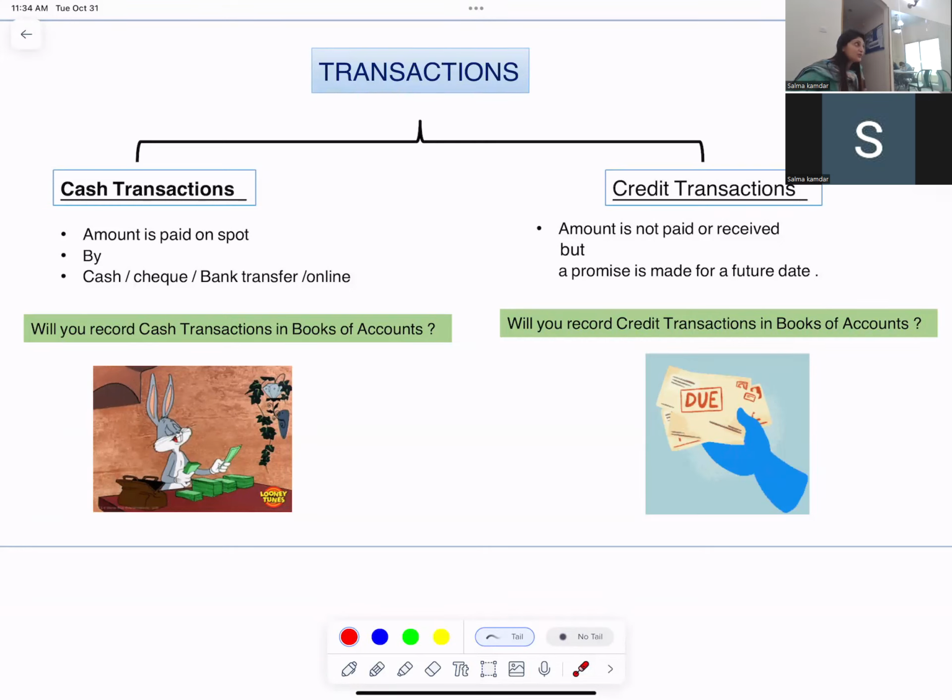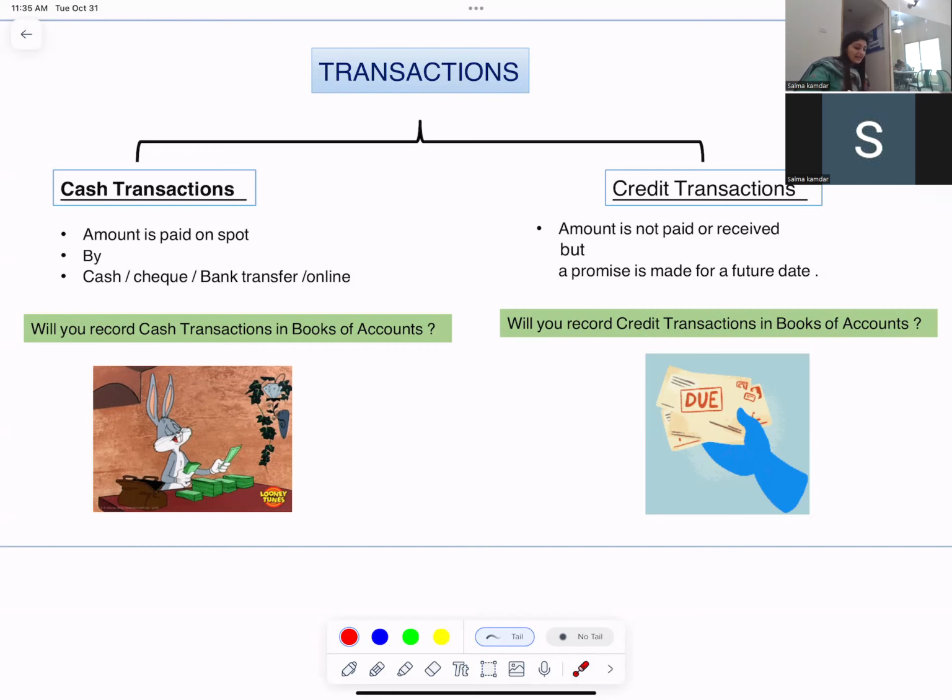There will be a mention of cash or check, or there is nothing mentioned. So that transaction will become a cash transaction, where there is a mention of cash or check or nothing is mentioned. How will you come to know that a transaction is a credit transaction? The name of the person will be given. So if the name of the person is given, it is a credit transaction.